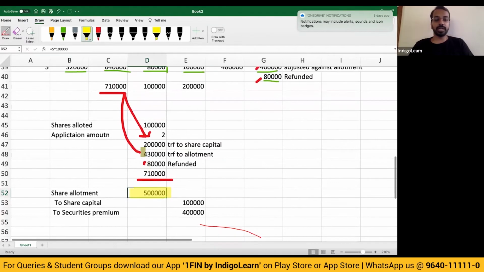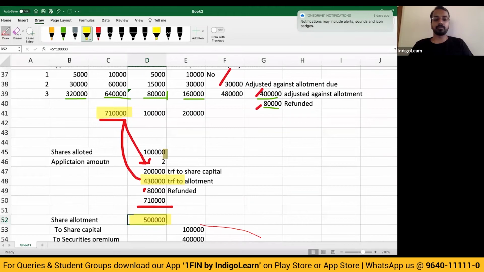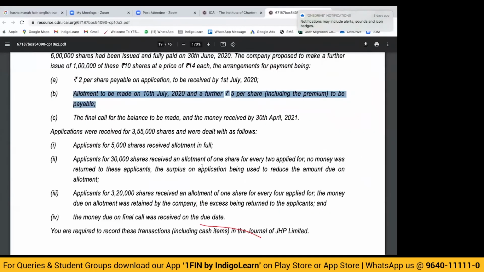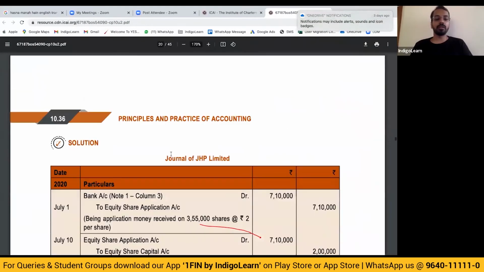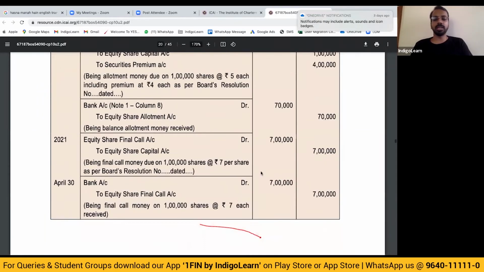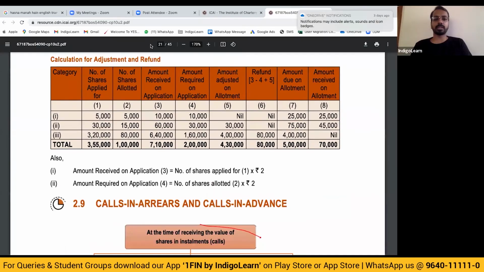See, this 430, 70,000 is left. We have already received it with 7 lakh 10,000. Now, how much is left to be received? 70,000. So that 70,000 will be received at the time of allotment. So bank to share allotment 70,000 and remaining 2 entries are pretty simple. Okay. So I hope it is clear now.